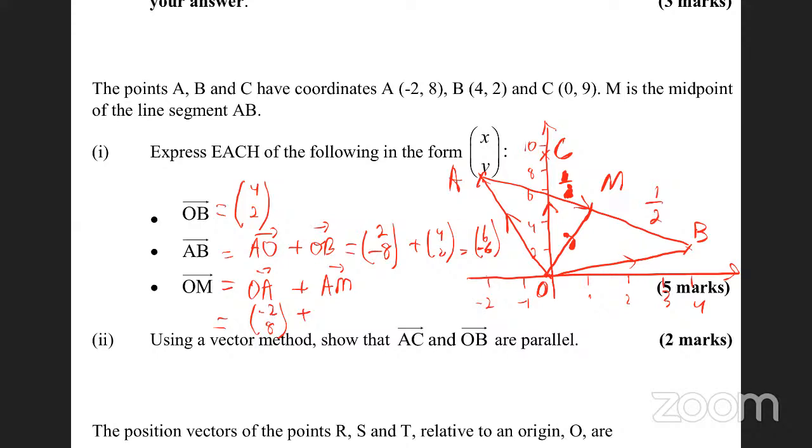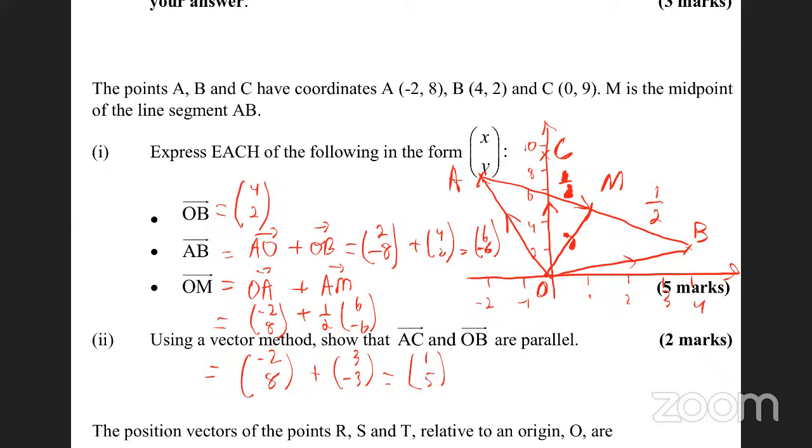But the problem is AM. AM is what? AM is half AB. So a half of 6, minus 6. So that'll be minus 2, 8 plus 3, minus 3. So I got 1, 5.